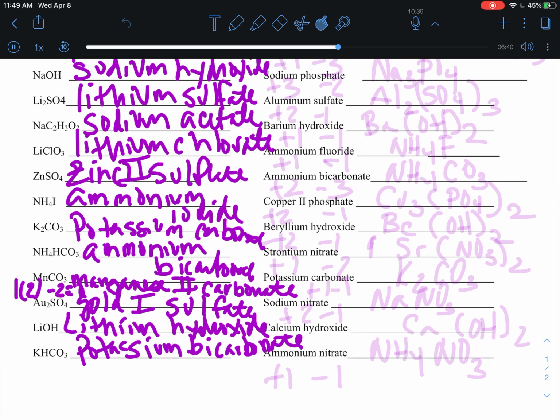So here, you're always looking up the charges, right? And you're crisscrossing, and the charge becomes the subscript. And if it's a polyatomic and you want to add more than 1, then you put parentheses around it. So this is +1 -2. I'm going to crisscross, so it's going to be Na2SO4, right? Potassium carbonate, same thing, +1 -2, K2CO3. Ammonium is +1 and chloride is -1. Again, if those charges equal 0, I just write it like this.